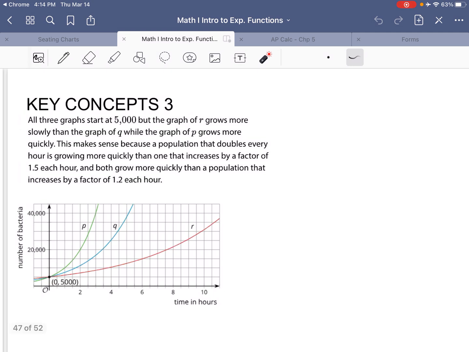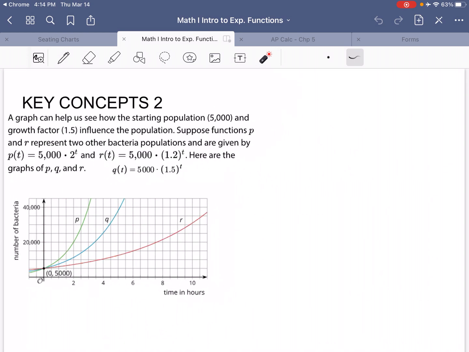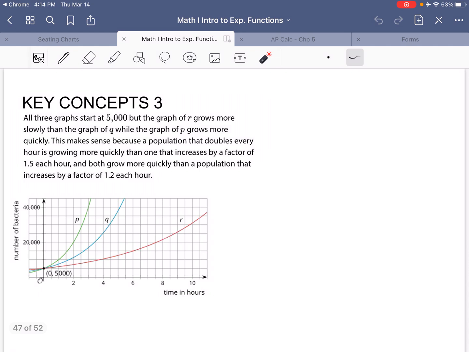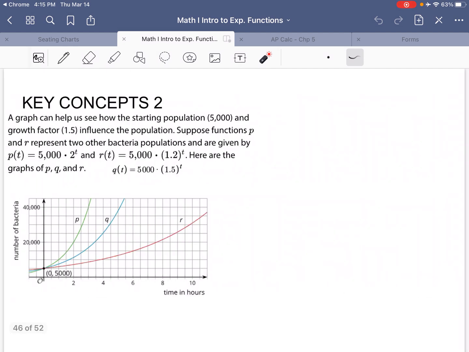than Q because if you look at its growth factor, it has a smaller growth factor, so it's not growing as quickly as Q did. And then P has a steeper graph. It's growing faster because it has a larger growth factor than Q. If you look at P, it's doubling instead of just 1.5 times.